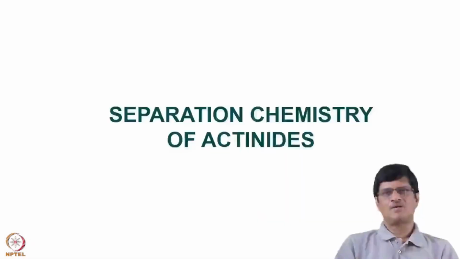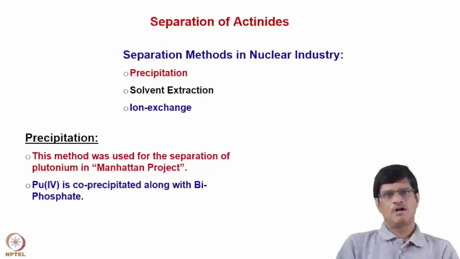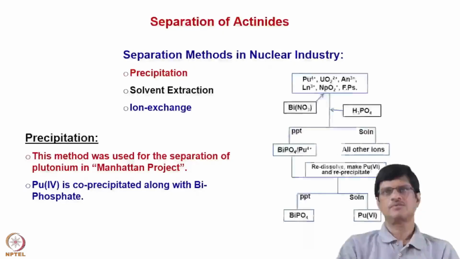So after learning the complexation of actinides with the inorganic as well as organic ligands, we see their separation chemistry, and this has application in the nuclear fuel cycle. Now the separation of actinides in the nuclear industry is mostly based on precipitation, solvent extraction and ion exchange. Precipitation was used in the Manhattan project, where the plutonium separation was done by the bismuth phosphate process. A schematic of this bismuth phosphate precipitation process is shown on the right side.